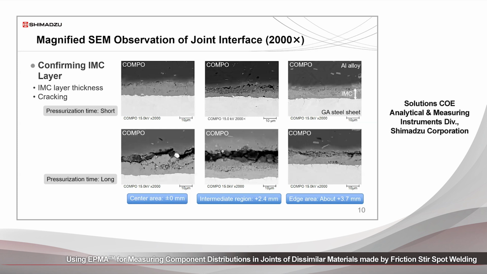In addition, the cracking severity, or the degree of cracking, is much higher in the intermediate region, which is approximately 2.4 millimeters away from the center of the weld, as compared to the edge and the center of the weld itself.